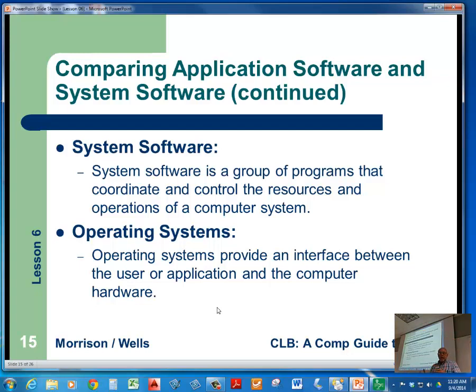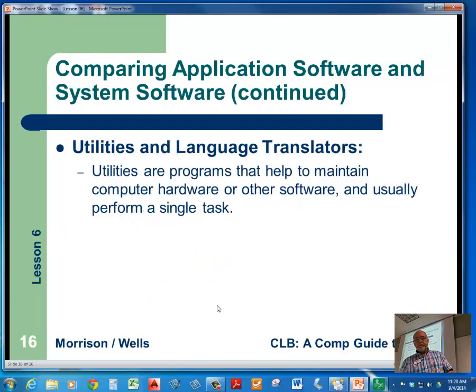Your system software then, the group of programs that coordinate and control all the resources and operations of your computer. Your operating systems provide the interface between the user or application and the computer hardware. Then we might have included with that utilities and language translators, which is pretty awesome how far along that's developed nowadays. Utilities maintain the computer hardware or other software, and usually perform a single task. Okay, utilities, just one little thing: clean the hard disk, change the video screen resolution. Lots of little utilities.